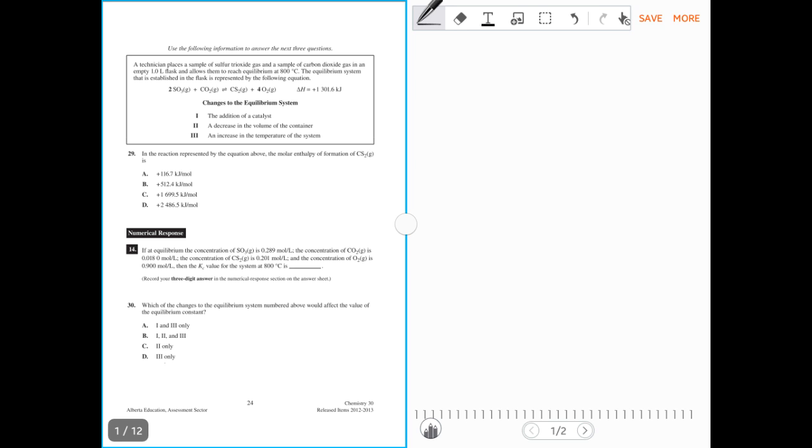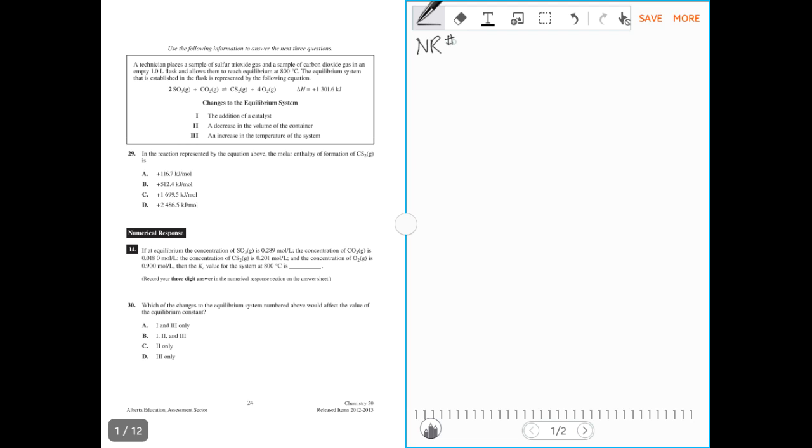The first question here is actually numerical response number 14. We aren't going to look at the multiple choice number 29 because it really doesn't have to do with this unit. It's with a previous unit or a unit that we're going to do later in this course. So we don't need to take a look at that quite yet.